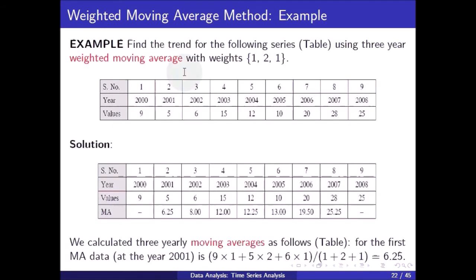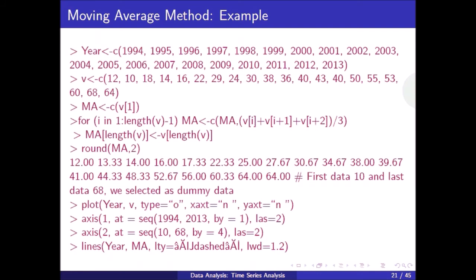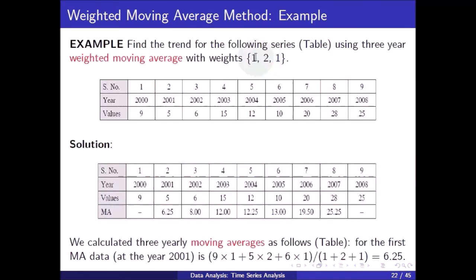Now, next we'll talk about the weighted moving average method. Find the trend of the following series using the three yearly weighted moving average method with weights 1, 2, 1. In the previous example, we haven't considered the weights, so we assumed that all data have equal weights. Now here we vary the weights. The first data weight will be 1, the second data weight will be 2, and the weight of the third data will be 1. That means we are giving maximum weight to the middle values.